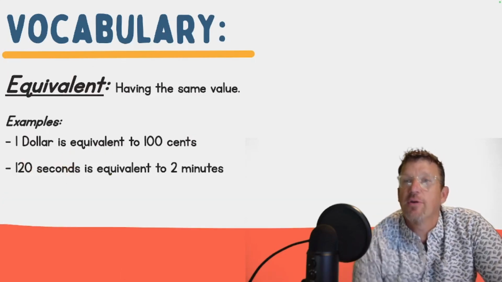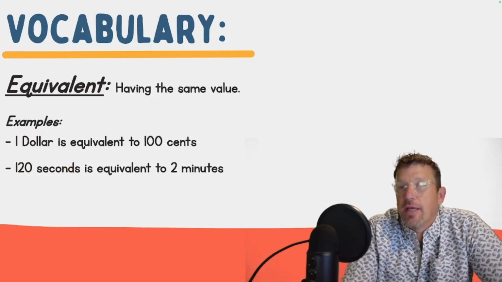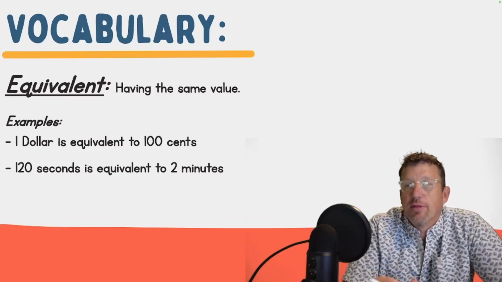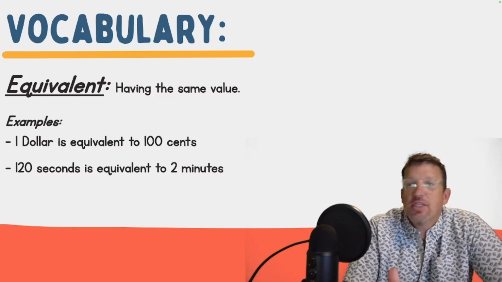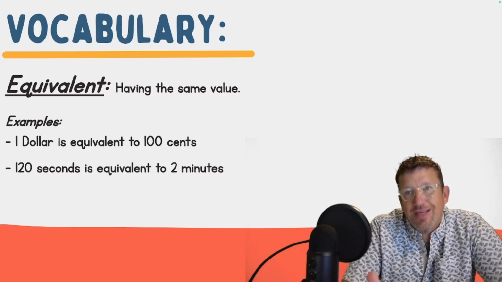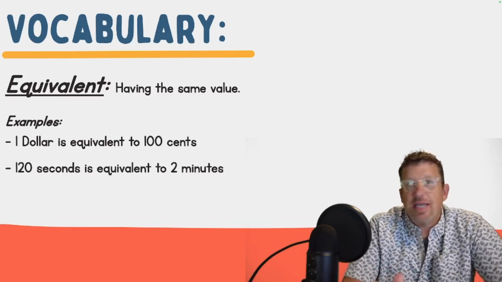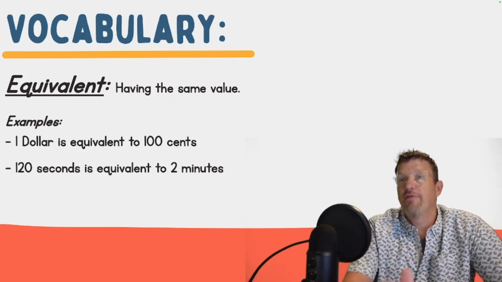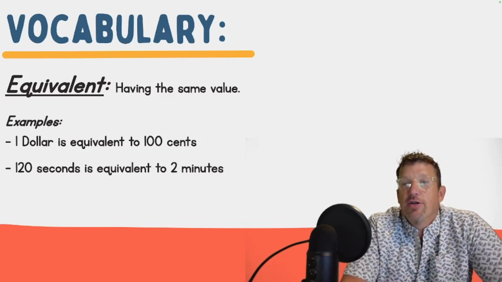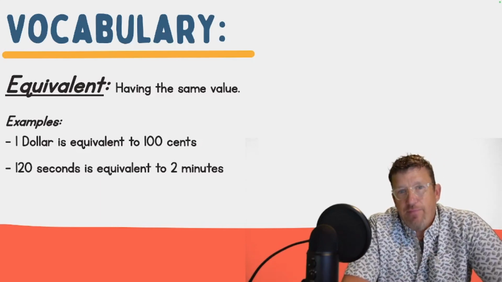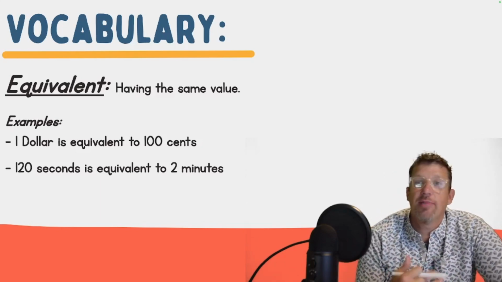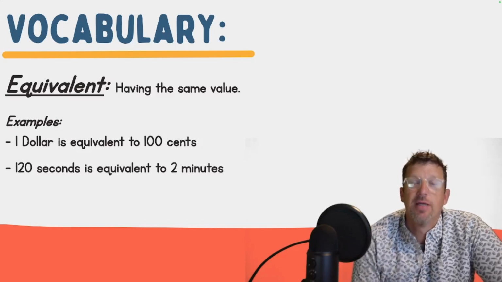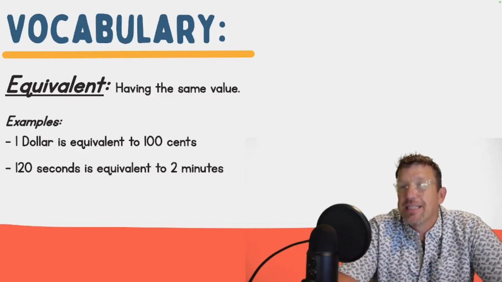And I put this vocab word in there because we want to make sure we're thinking about different ways that people talk about how something is equal or the same. A lot of times in math, they use the word equivalent. It simply means having the same value. For example, if I have $1, that's equivalent to 100 cents or 100 pennies. It's the same thing. They look different, but they're equivalent in value. If I have 120 seconds, I've gone 2 minutes. So I could tell you I ran for 120 seconds, and then you could tell me, oh, you ran for 2 minutes. Sounds like a whole different ballgame, but they're actually the same thing.